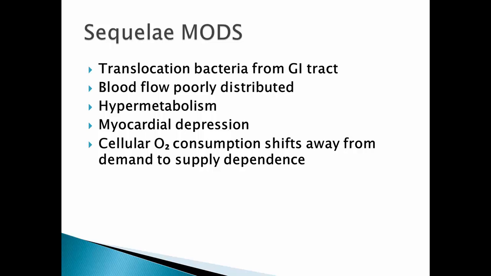In MODS, because of this heightened stress response and because of the heightened inflammatory response and the perpetuation, there is a hypermetabolic state. There's also myocardial depression, so you have myocardial depressant factors, and so heart function is going to be diminished. And what becomes very interesting is at the cellular level, consumption of oxygen shifts away from demand to shifting to supply. So it will only use what it gets as opposed to using all that it wants. Hope that makes sense.